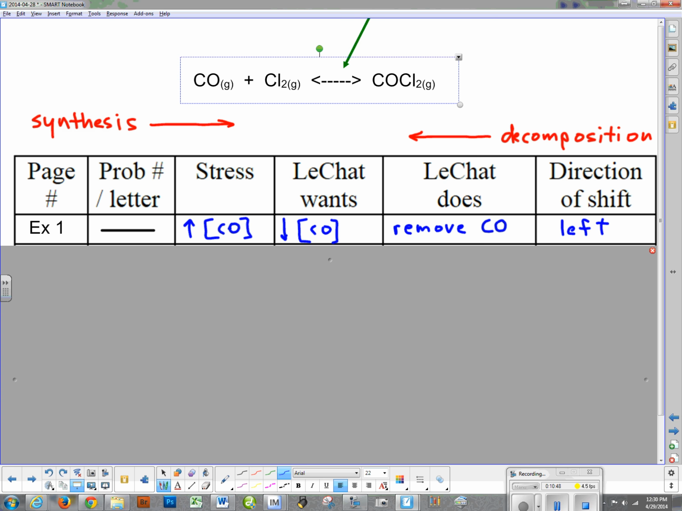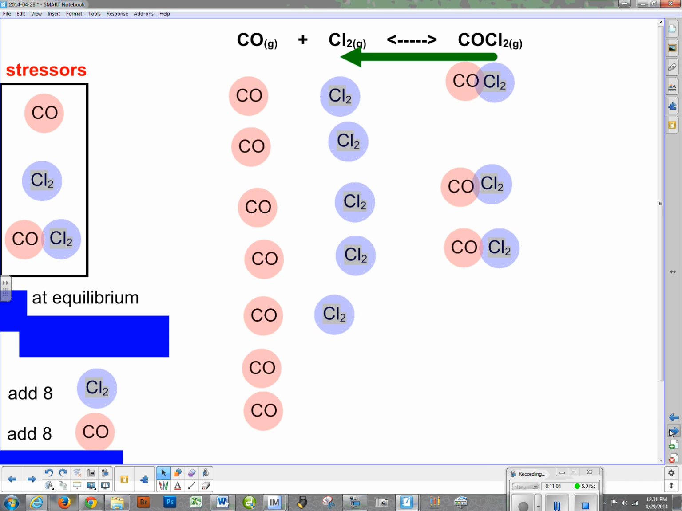That way, we are able to remove some of this guy. And so when we remove some of this guy, we wound up making this guy and this guy, which is what you saw over here on this screen.